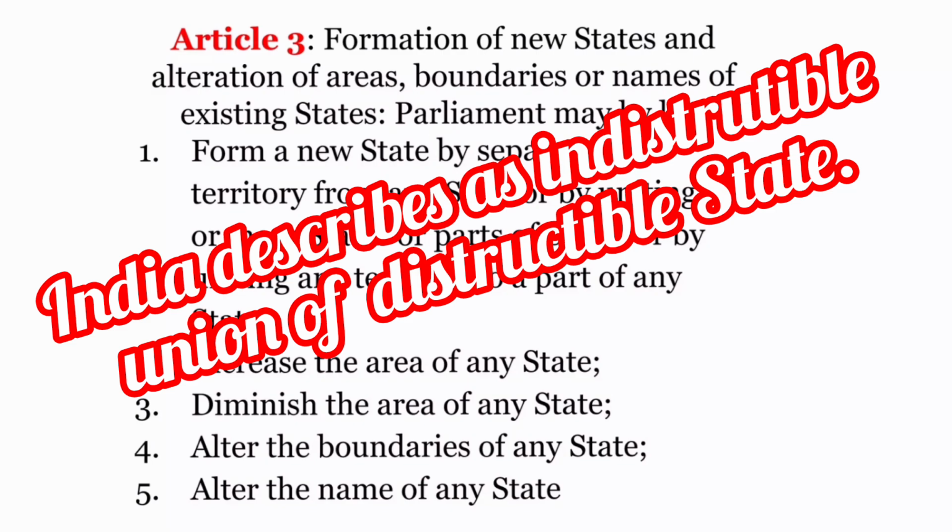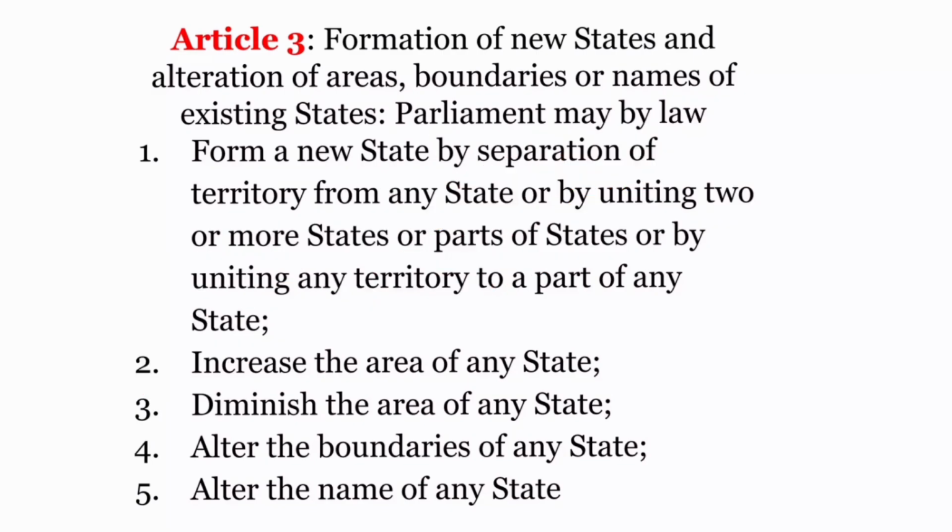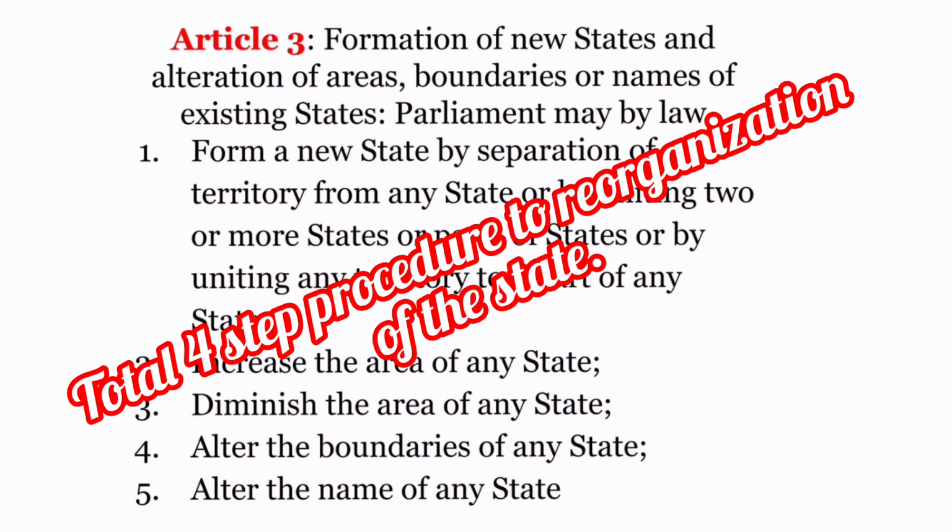So how does the reorganization happen? There is a specific procedure under Article 3 for the reorganization of states. Step 1: a bill for this purpose can only be introduced in Parliament with the President's prior recommendation. Step 2: before making the recommendation, the President must refer the bill to the concerned state legislature for their views within a specific time frame. Step 3: Parliament is not bound by the state legislature's opinion. It can accept or reject the bill. The fourth and last step: such a bill only needs to be passed by a simple majority in Parliament, not by a special one.